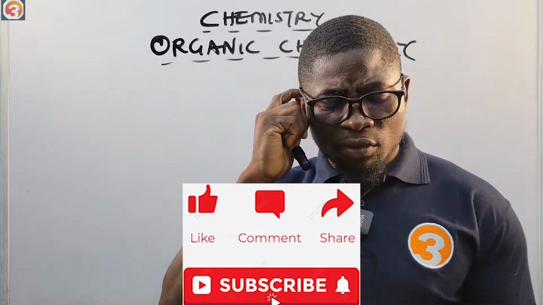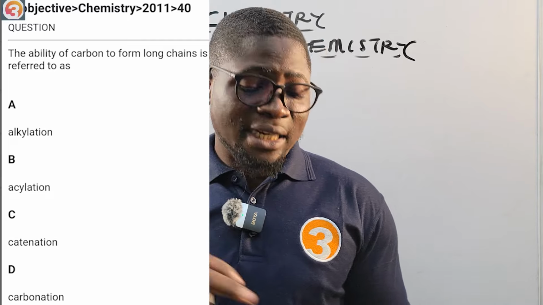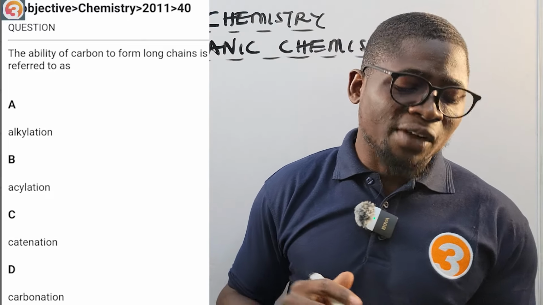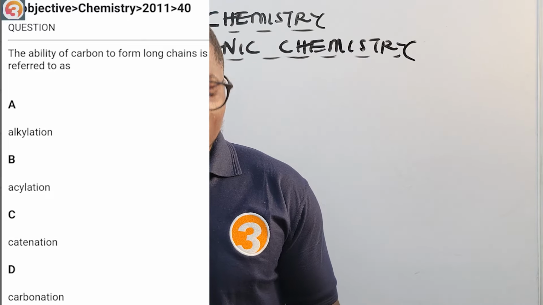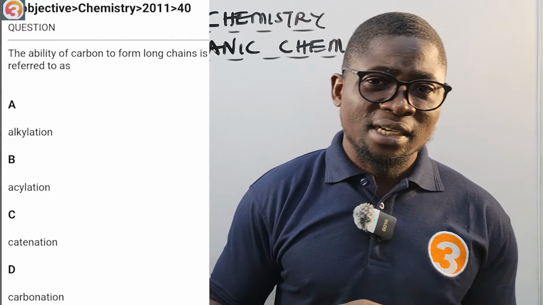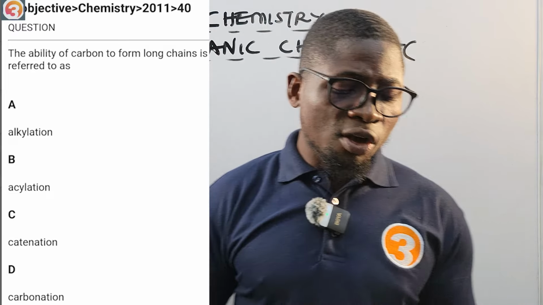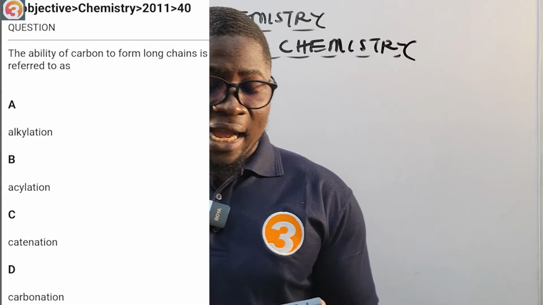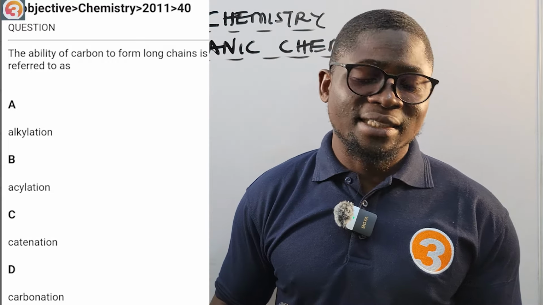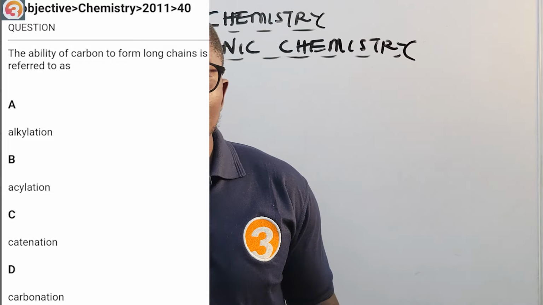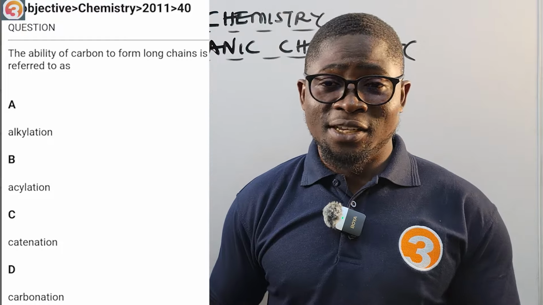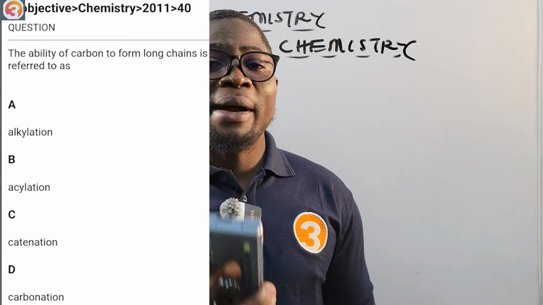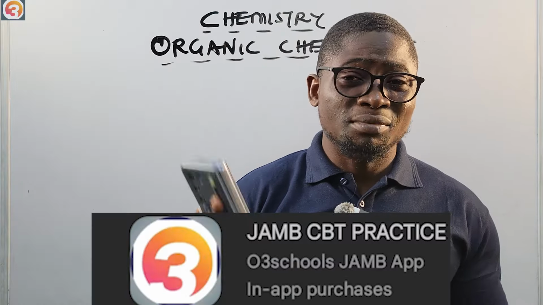This is 2011 question number 40. The ability of carbon to form long chains is referred to as A, alkylation, B, acylation, C, catenation, D, carbonation. You know the right answer? Keep it right there in your mind. We'll be back to this question and many other questions from this application.